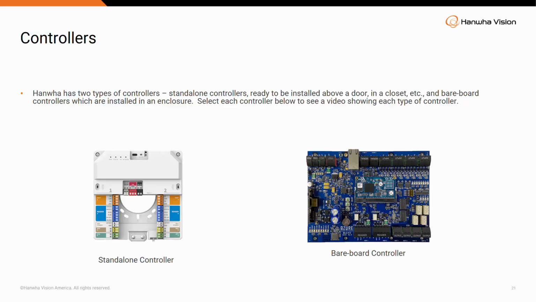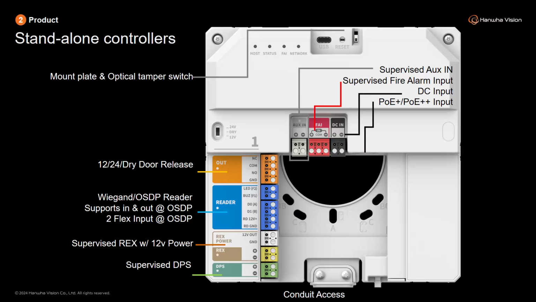These are two different types of controllers. Both of these connect to our cloud OnCAFE. They can all do about the same things. Main difference is if you're doing elevator control, that requires the bare board controller on the right. So we have two types of controllers. We have standalone controllers here, the NHP P100 and 200, one door and two door controllers. These would get installed above a door on its own.